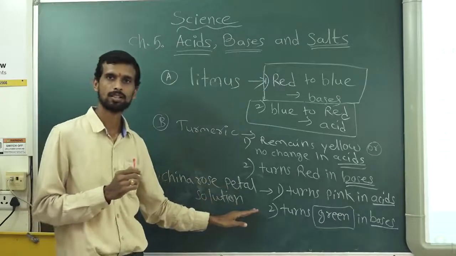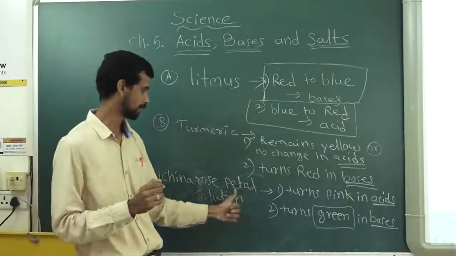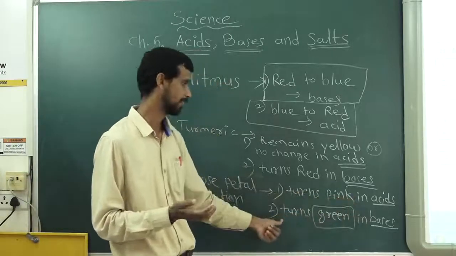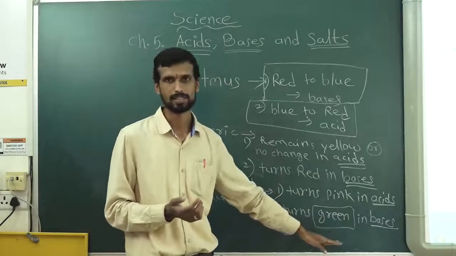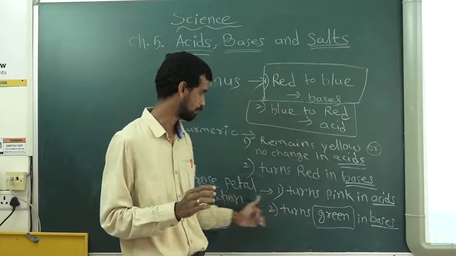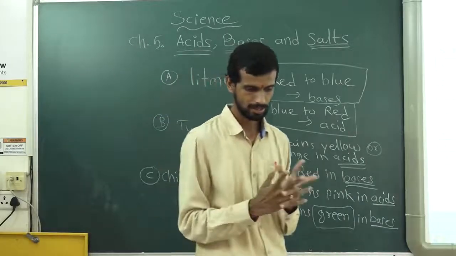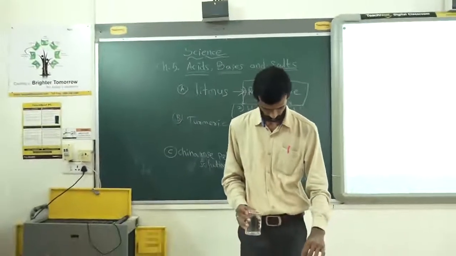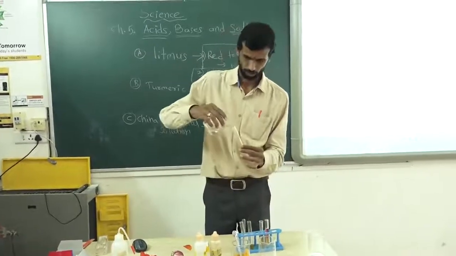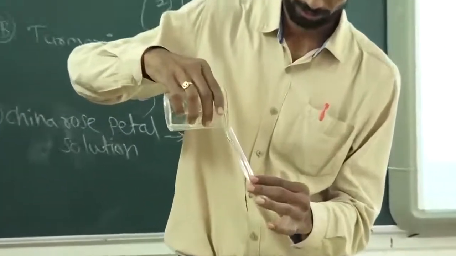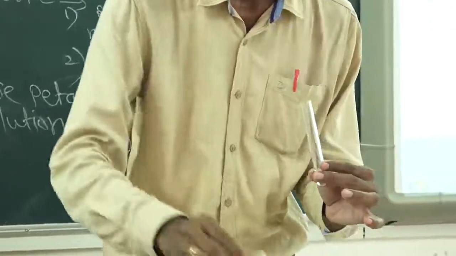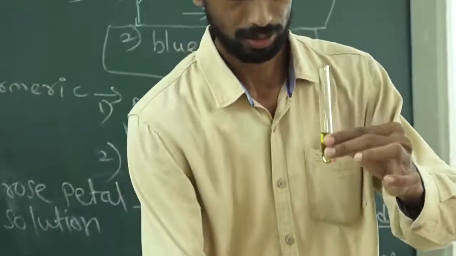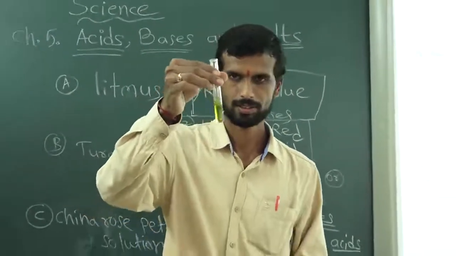So you can prepare that, and what happens with the China rose petal solution? It turns pink for acids and it turns green for bases. Okay. China rose petal solution turns green for bases, like we have done. Okay, you have seen also. So once again I am trying. This is the base, because I have tested with the litmus paper, so I came to know it is a base. When you add, it turns green. You have seen, right? So it is a base.